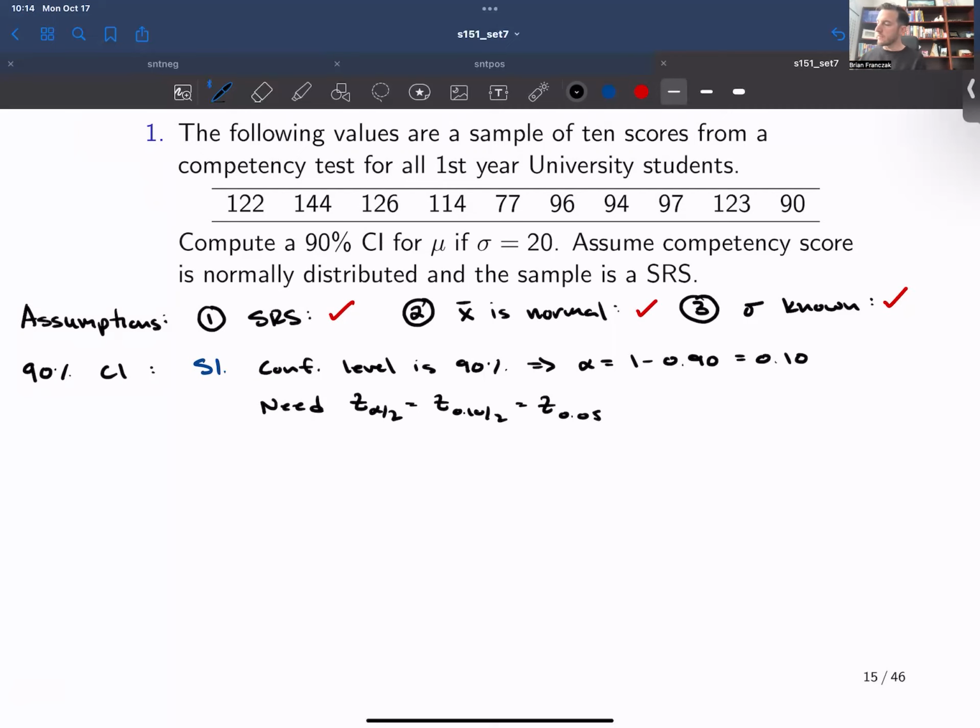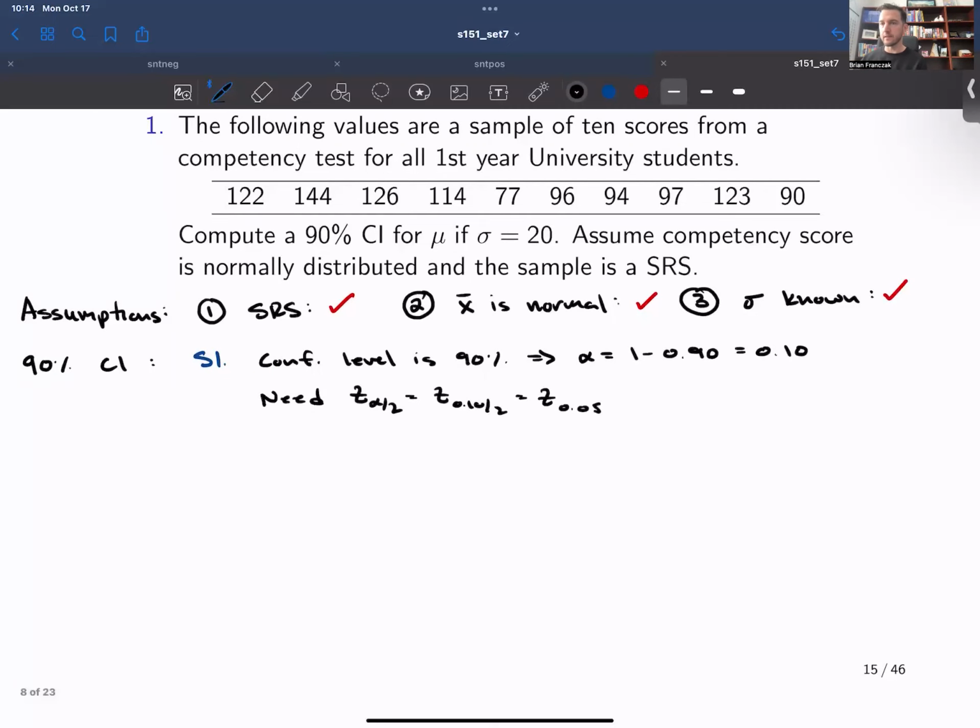All right, now this is from our previous discussion on the same nomenclature, this is the z-score that has 0.05 of the area to the right. All right, so we could sketch this out.